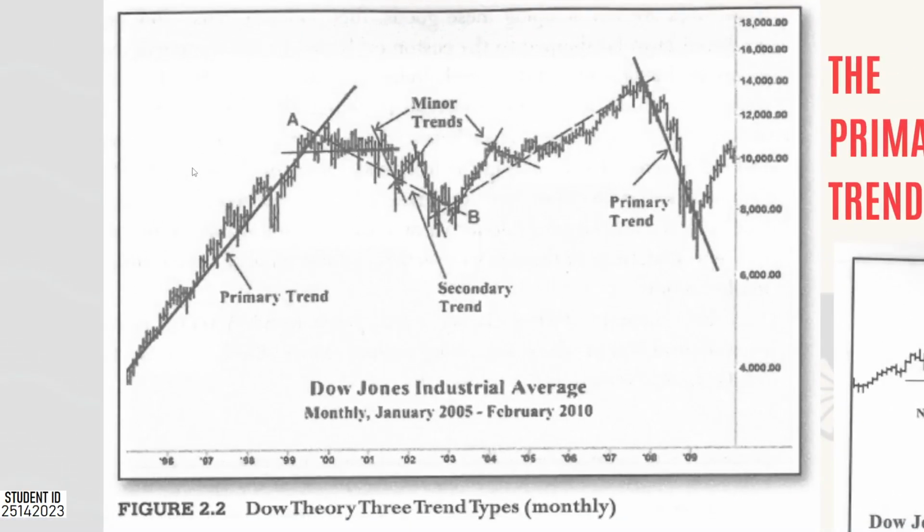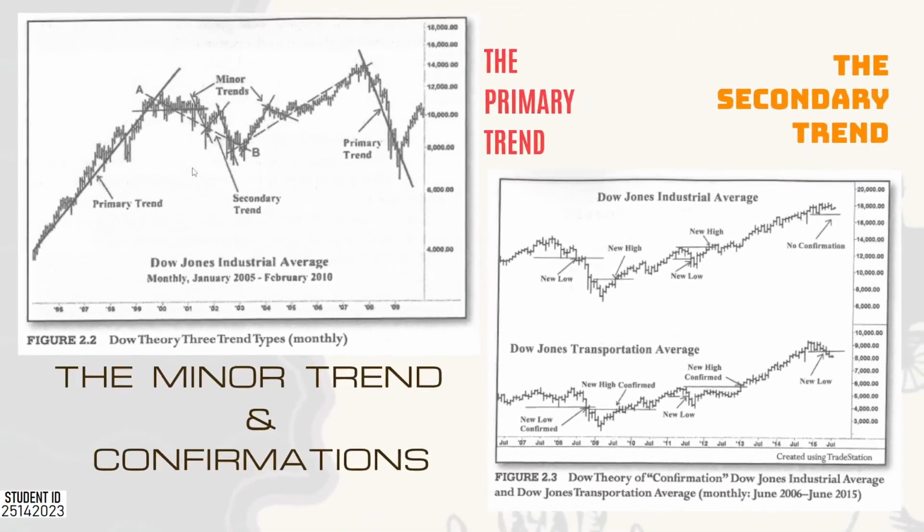Primary bull markets are characterized by three separate phases. The first represents reviving confidence from the prior primary bear market. The second represents the response to increased corporate earnings. And the third is when speculation becomes dominant and prices rise on hopes or expectations.